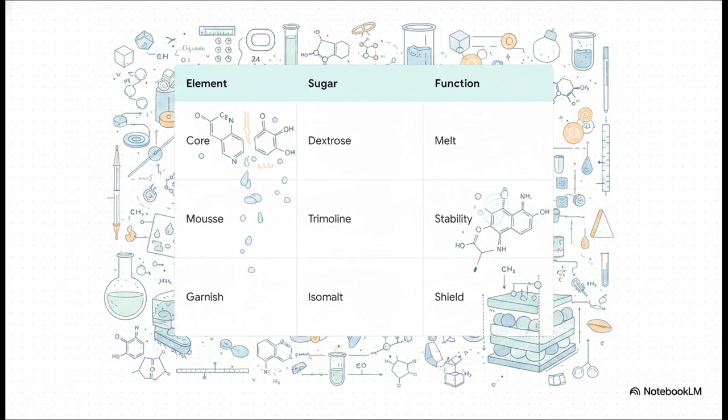For the core, we utilize dextrose to achieve that precise soft melt we just talked about. For the mousse, we employ inverted sugar, specifically trimoline, where heat and acid have completely severed that glucose-fructose bond, because its humectant properties lock in water molecules, ensuring immense stability and preventing recrystallization. And finally, for the garnish, we rely on isomalt. Every single element demands a scientifically calculated sugar concentration to guarantee these components do not organically bleed or leak into one another over a prolonged service time.